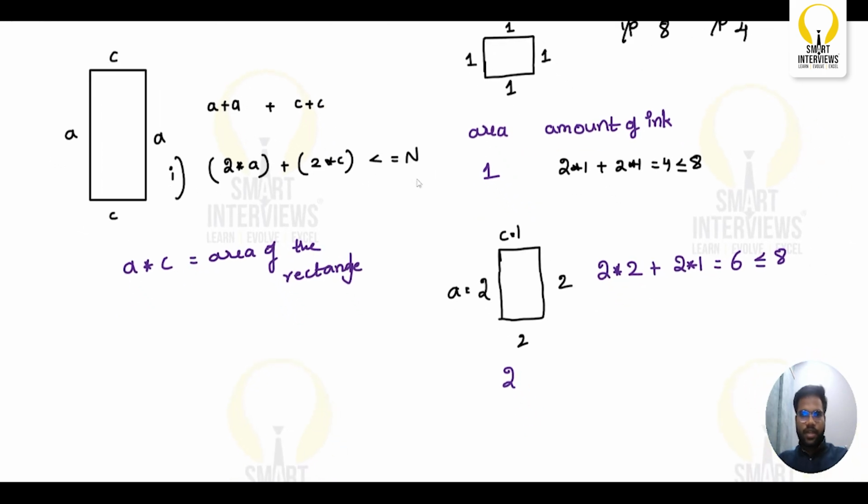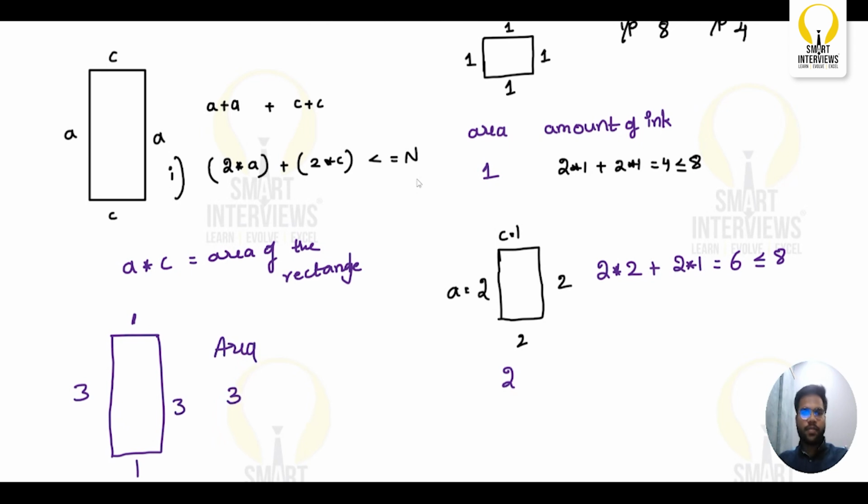Okay, fine. Let's see another example. I'll draw one more rectangle over here, again increasing the length. This time I'll draw a rectangle of length 3 and breadth 1. Now, what is the area of this rectangle? 3 into 1, which is 3. Now the area of this rectangle is 3. What is the amount of ink taken to draw this rectangle?